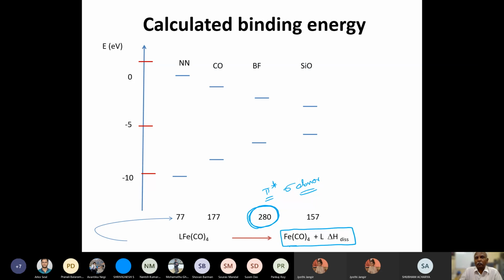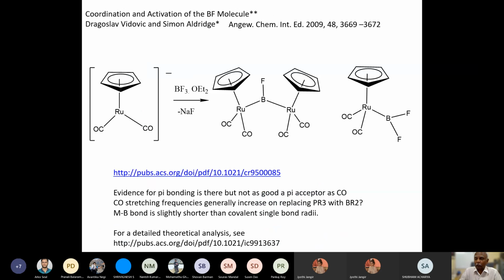Nobody has made a complex of BF the way in which CO binds. I'll show you what has been done. What has been done is a paper in 2009, that is 10 years after these people published the paper on BF, somebody managed to make a molecule with BF, but now it is in a bridging position. Now it is in a bridging position, and there is evidence for pi bonding, but according to them, it's not as good a pi acceptor as carbon monoxide in the bridging position.